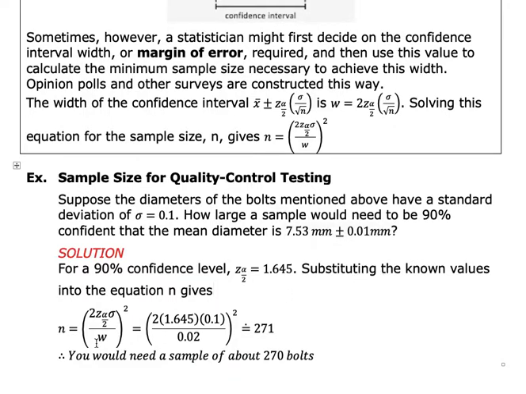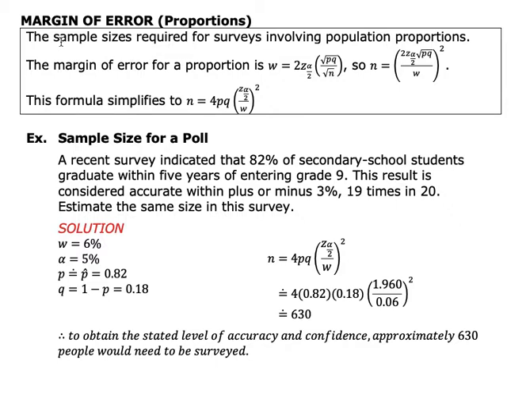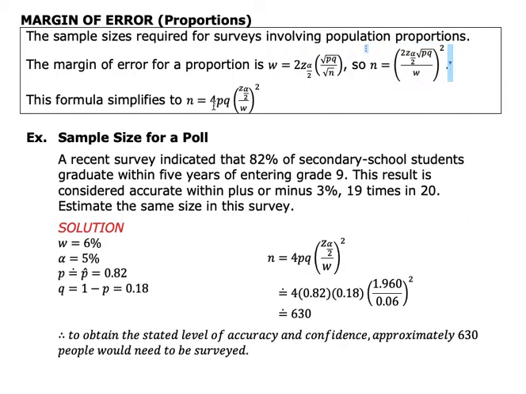So notice this width. I just want to state this. If it's plus and minus 0.01, that width is double that because it goes to the left and to the right. So just be conscious of that. Next, for proportions, it's a similar process. The sample size required for surveys involving population proportions is given by the following. The margin of error for a proportion is given by this right here. That's 2 times each of those interval lengths to the left and right. And isolated for n, we get this right here. Simplified, it is given by this formula. So let's apply it in this context.